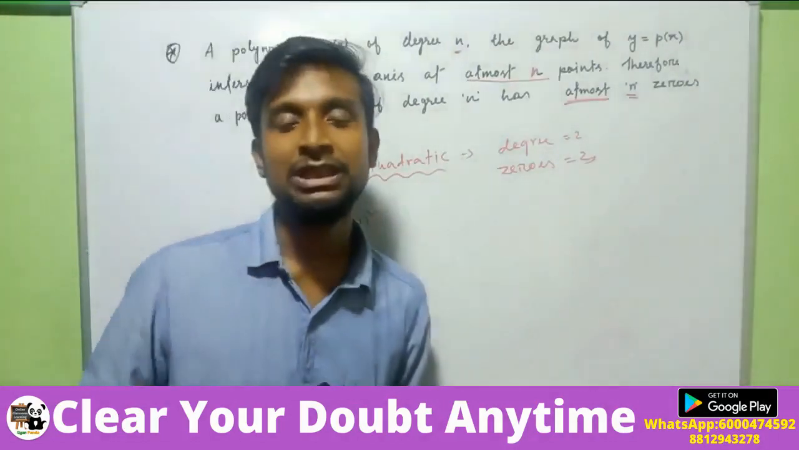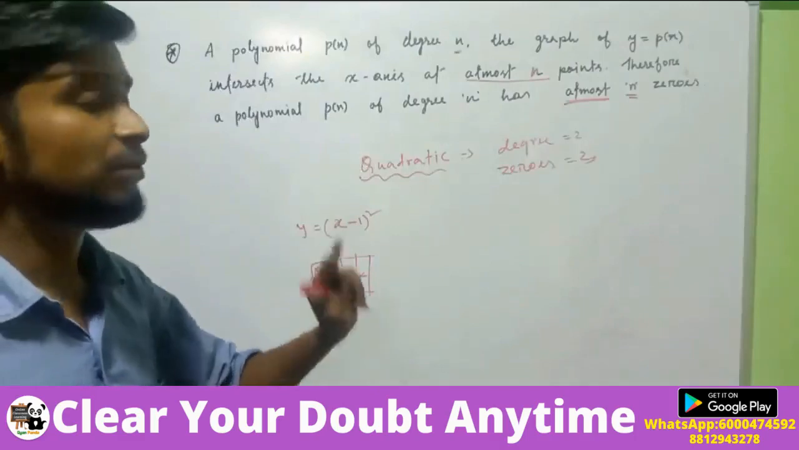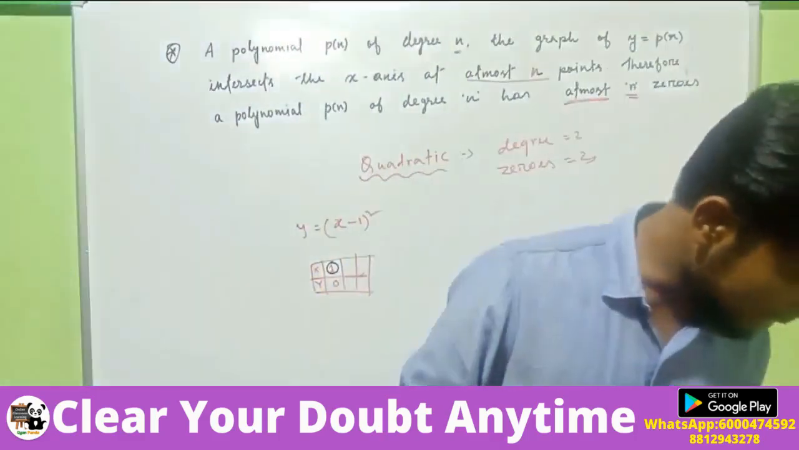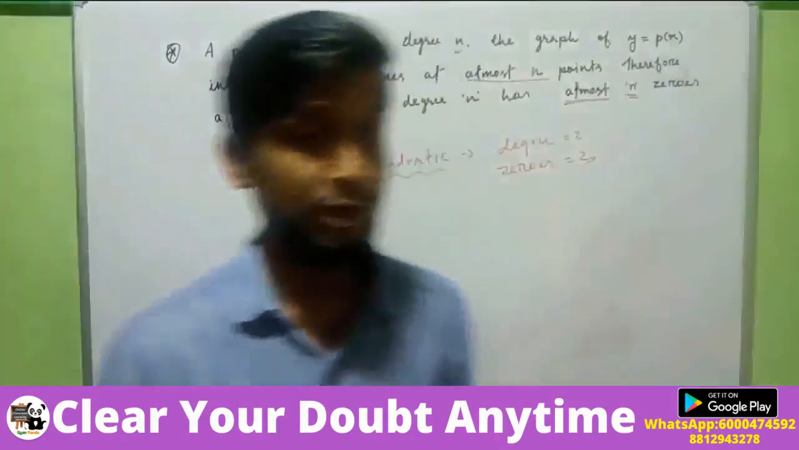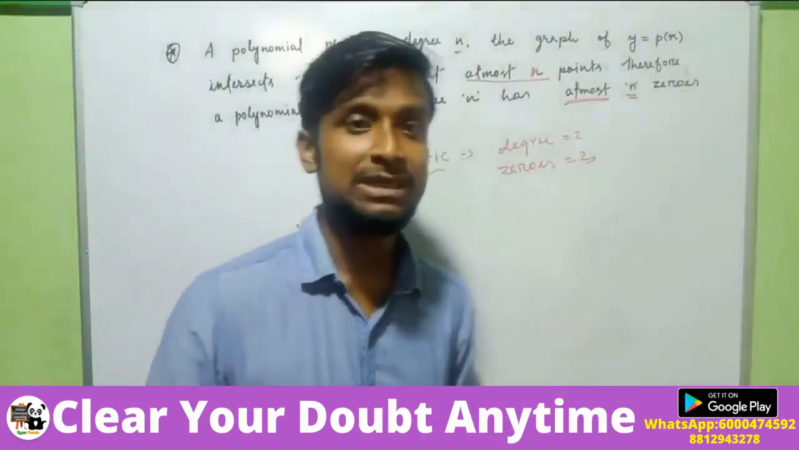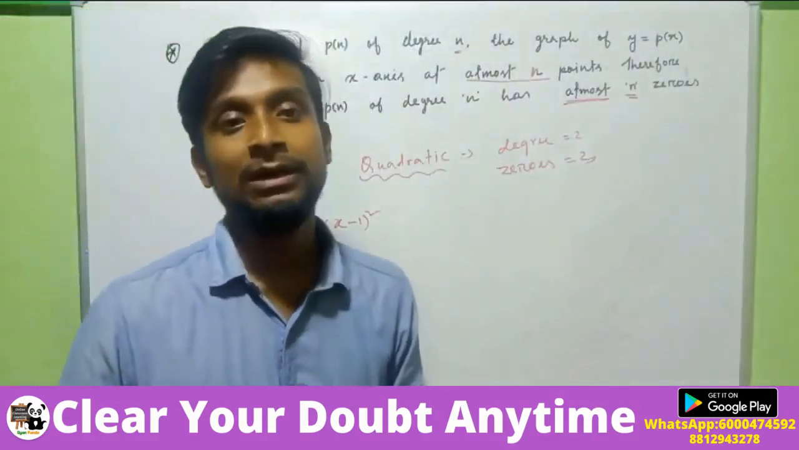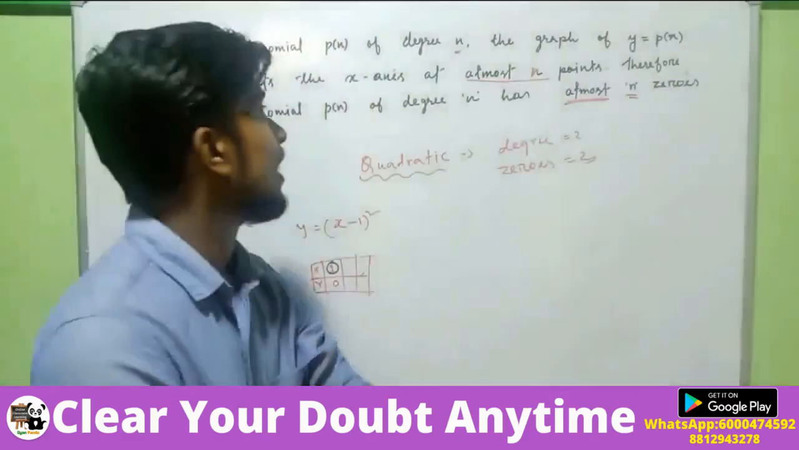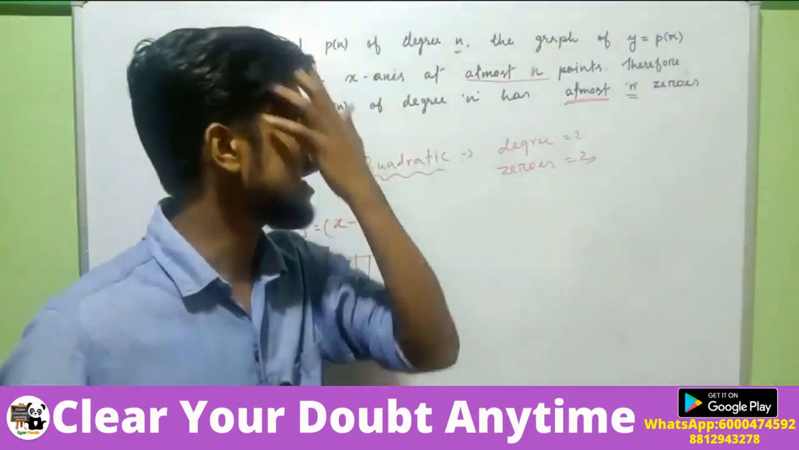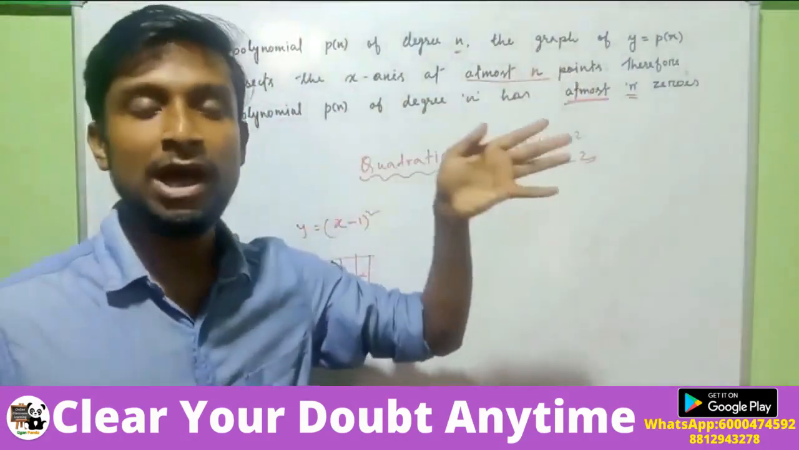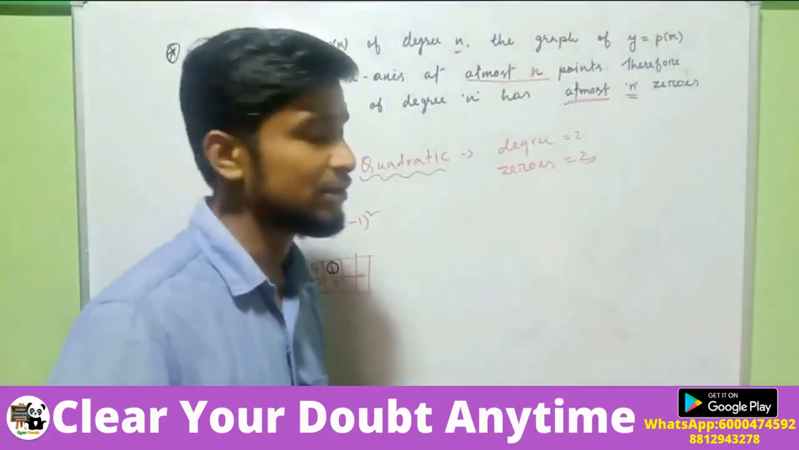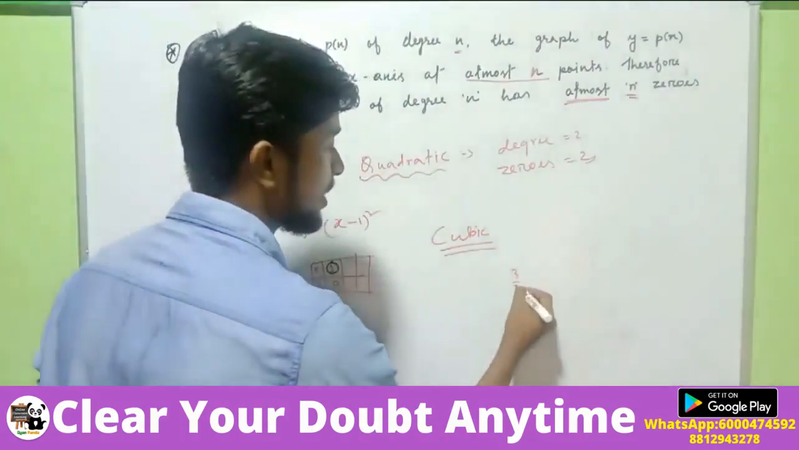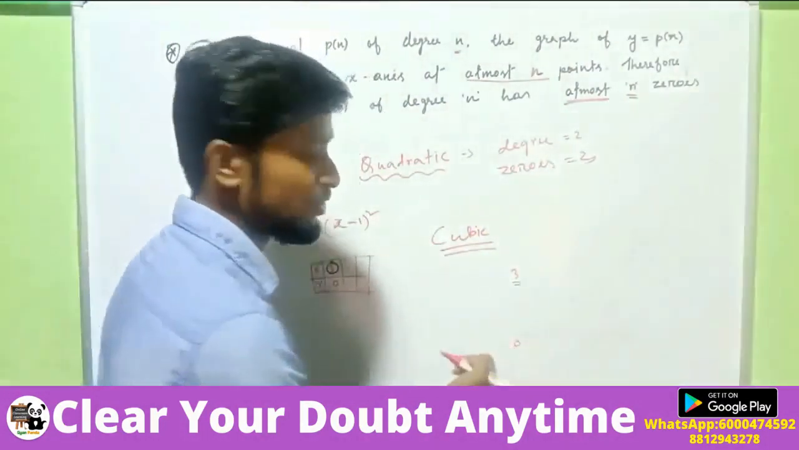The graph of that kind of polynomial will cut the x-axis at only one point, and we will also have some such polynomials where there will be no zeros. That means there will be no point where the x-axis will be intersected. So a polynomial of degree n can have at most n zeros, maximum n, and minimum 0. Suppose a cubic polynomial can have maximum 3 zeros or minimum 0 zeros.